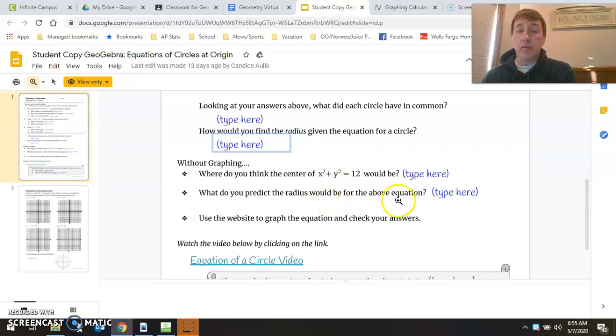If we predict the radius, well, it's going to be between 3 and 4. 3 squared is 9, 4 squared is 16. So let's say 3.5, somewhere around there. 3.5 is approximately the square root of 12. And then to graph your answers.